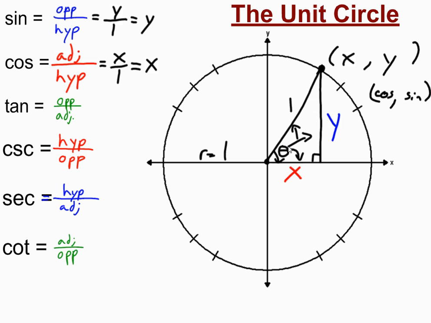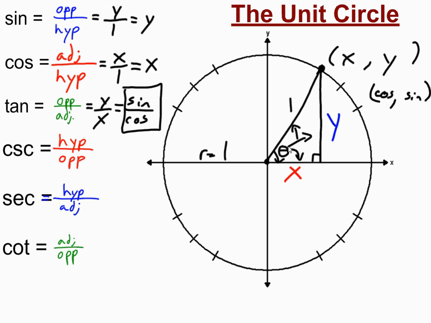Notice my tangent. So my tangent is opposite over adjacent, y over x. Well, what is y equal to? Well, y is the same thing as sine. And what is x? Well, that's cosine. So this will be more important as we start looking at our trig identities, that the tangent can also be written as a sine over cosine, but it's important to note here. So it's our y over our x.